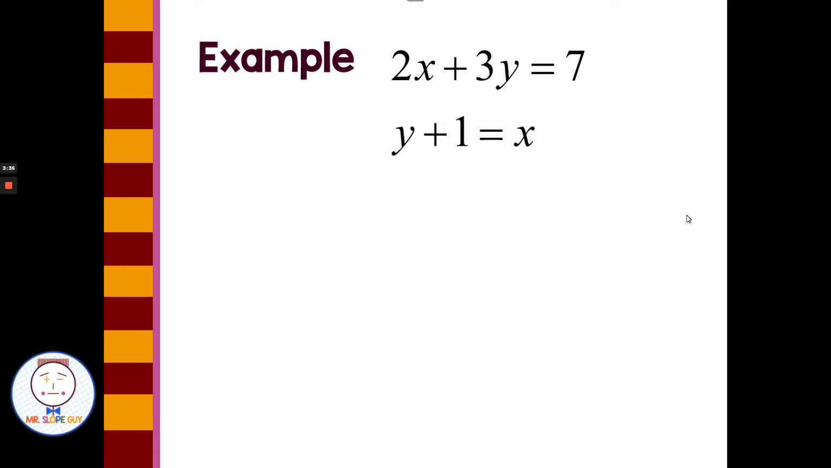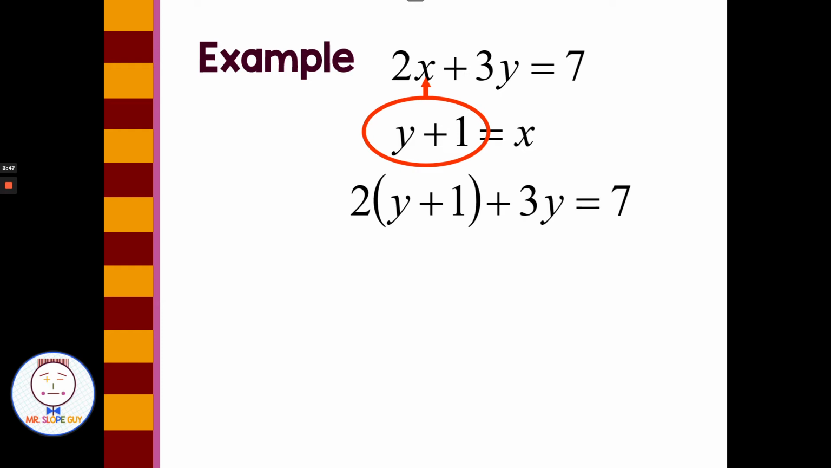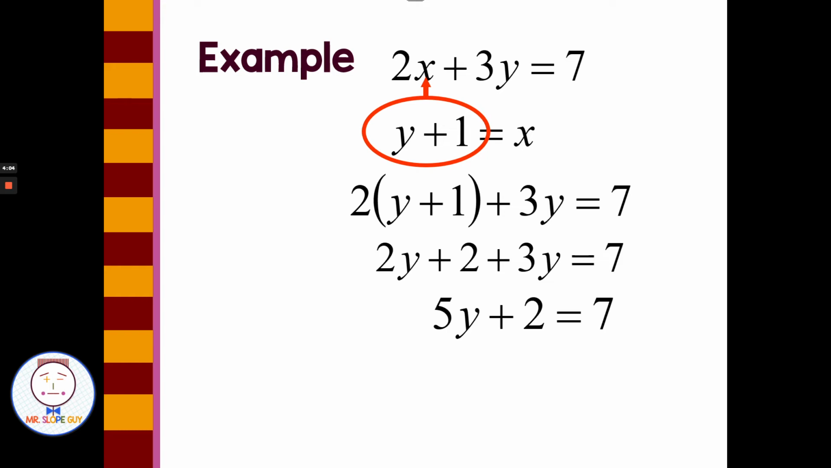So I'm going to take y plus 1 from that second equation. I'm going to substitute it into the first equation, the substitution method. We're substituting in y plus 1 in for x. So my new equation is just going to have y's in it. I have 2, and then where the x was, I put in the y plus 1, and then I have the rest of the equation. Then I can solve for y. I can do the distributive property. I can combine like terms, subtract 2 from each side, divide by 5, and I get y equals 1.